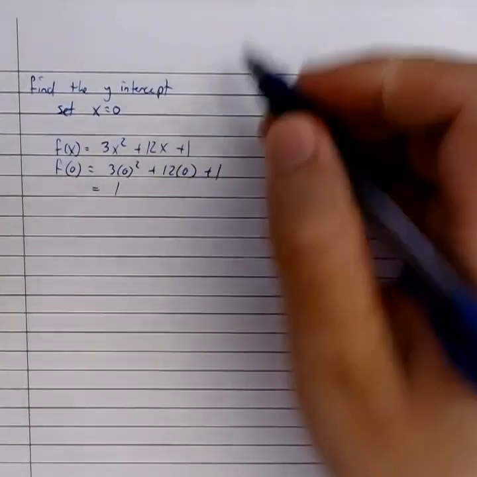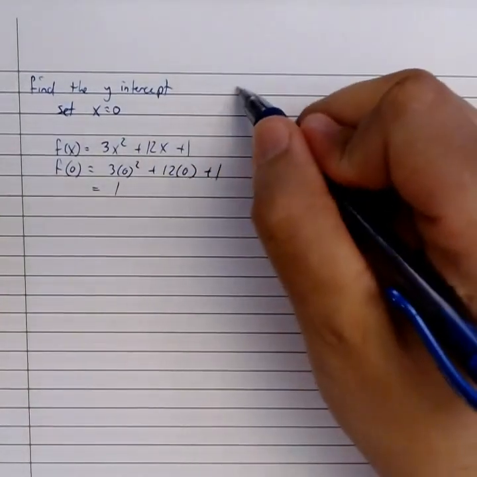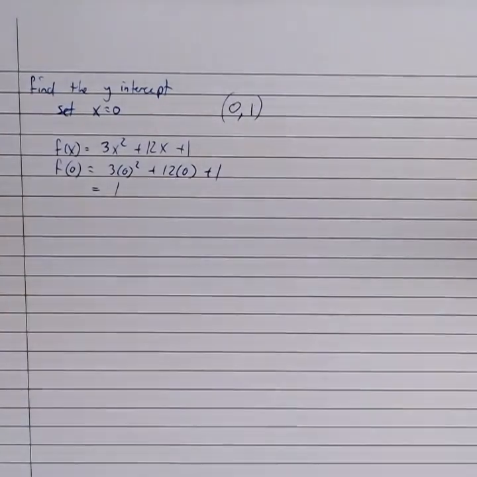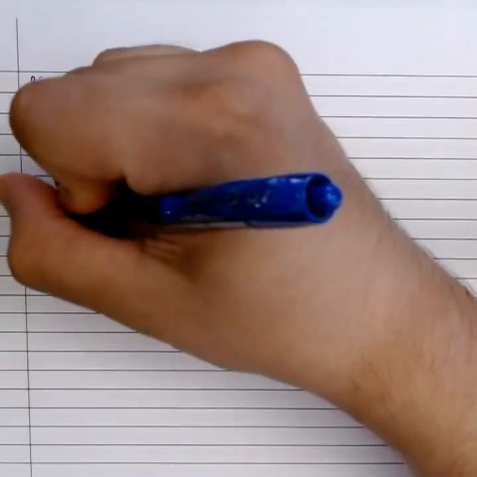Okay, so we're done with that one. The y-intercept, x is equal to 0, and y is equal to 1. So we have our vertex, and we have our y-intercept. The last thing we would need would be the x-intercept.